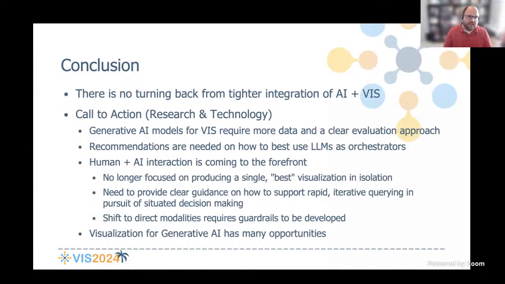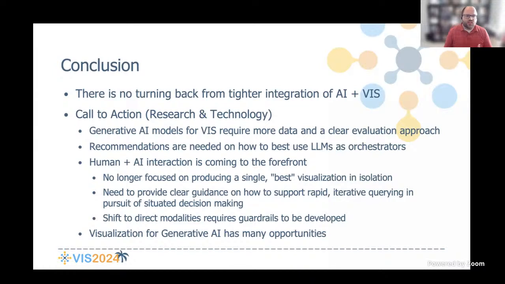However, what is clear is there's no turning back from the tighter integration of AI and Viz. We share a call to action along two axes, research and technology and community. For research and technology, generative AI models for Viz require more data and a clear evaluation approach. Recommendations are needed on how to best use LLMs and other generative AI models as orchestrators to other systems.